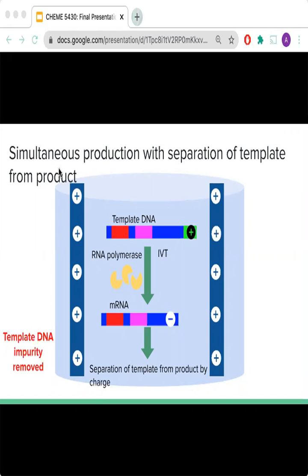Here, the transcription reaction utilizes DNA-dependent RNA polymerases, which elongate the RNA transcript as it moves along the DNA template. The template DNA strand contains a positively charged particle, and by inducing a positive charge on the columns, the mRNA transcript can be separated out from the template DNA, as the mRNA transcript will not contain the positive charge after transcription of the template.